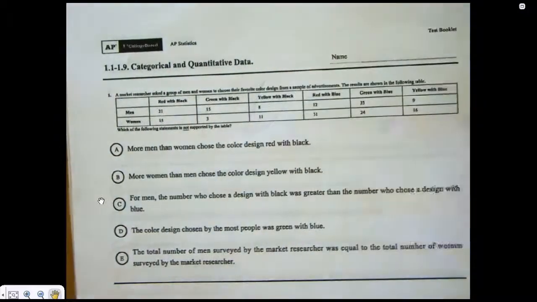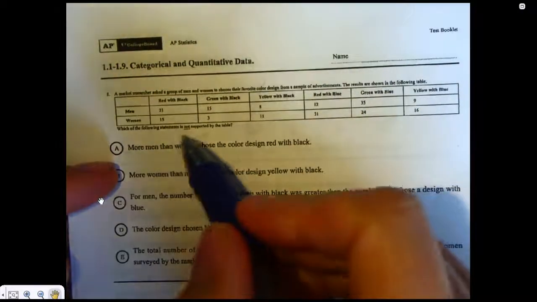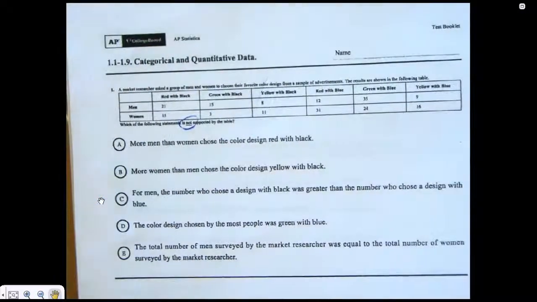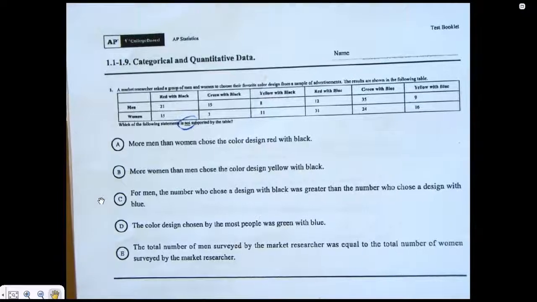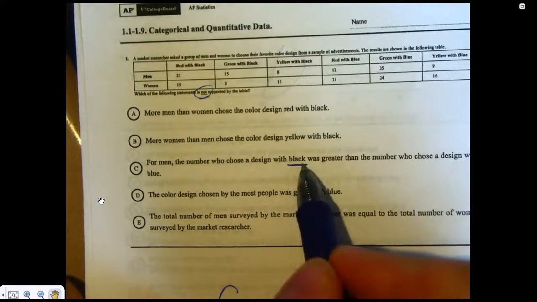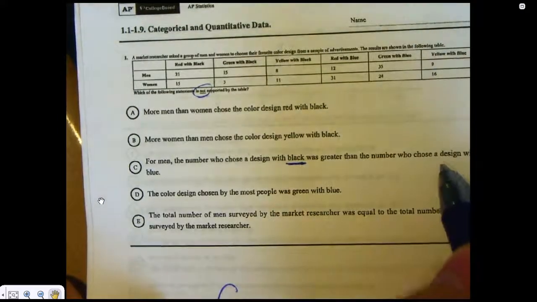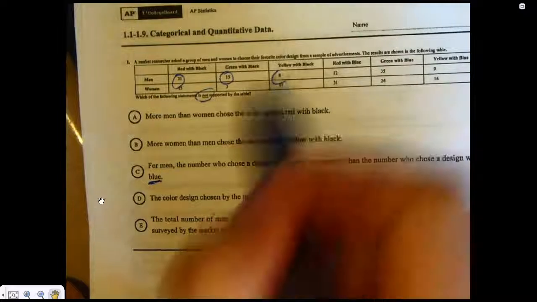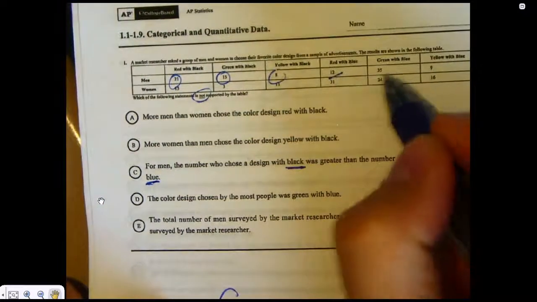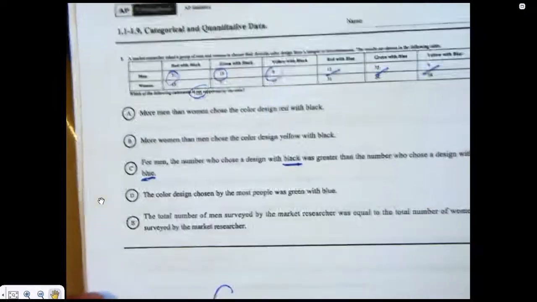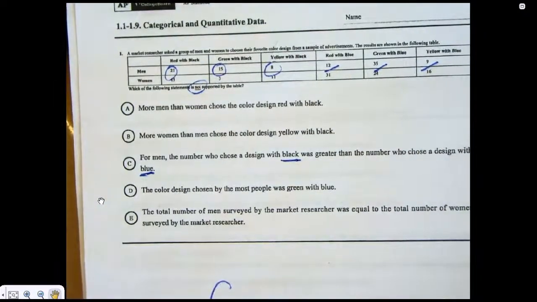All right, number 1 here. Make sure you realize that it says which of the following is not supported, because when I started going through it, I was like, wait, a bunch of these are true, but it ends up being C, because the number who chose a design with black is not greater than those that chose a design with blue. So black, you would add up these 3 numbers. Blue, you would add up those 3 numbers. Blue comes out bigger, not black, so black is not correct.